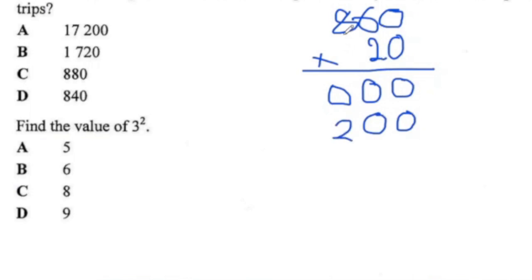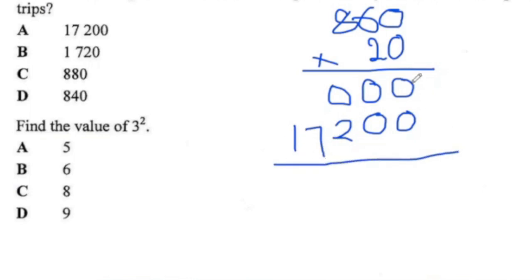Remember we said 2 times 6 will give us 12, we carry 1, we write 2. 2 times 8 will give us 16, plus 1, 17. So we are going to write like this. Okay, that is the correct 17,000.